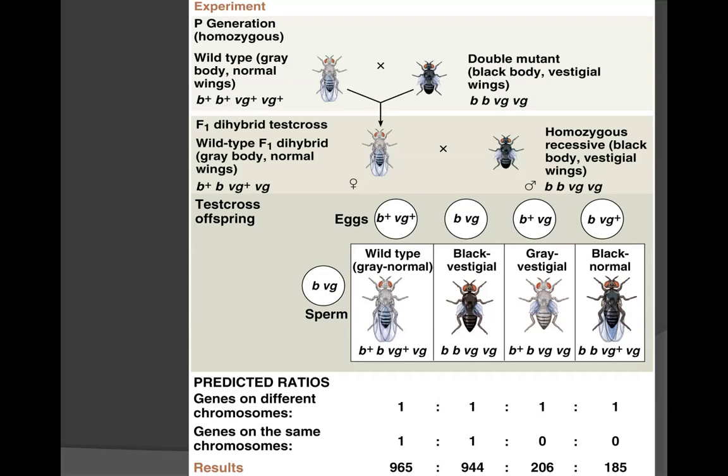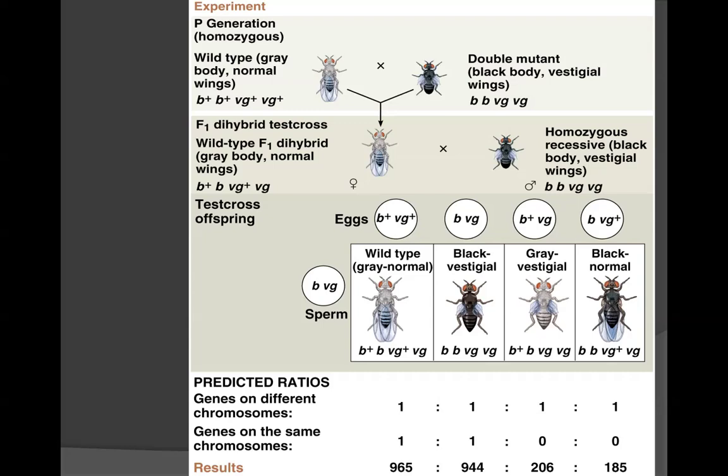individual in this cross. We would also have black vestigial flies with a genetic makeup of BB, VG, VG. This would also be considered a parental. This is the same genetic makeup as our double mutant male used in this example. Together, those two fly groupings of offspring would be considered the parental offspring.